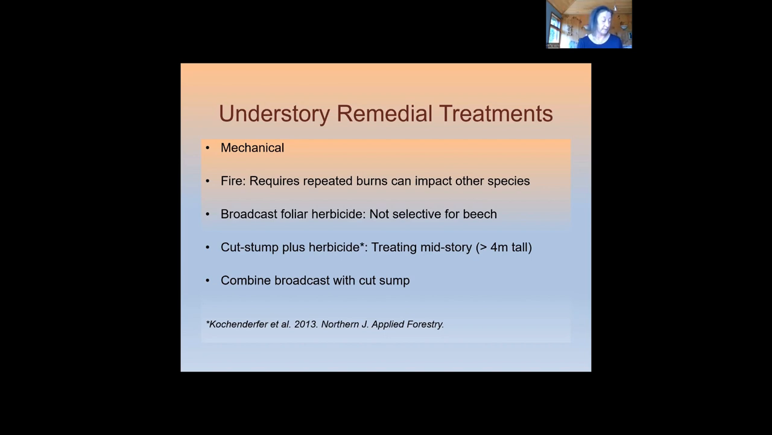So you cut the stump, and that's anything 2.5 centimeters and greater. The herbicide must get in the cambium, so immediate application right after you cut it is best. However, research has shown if it's moist enough, with high enough humidity, you can go up to 96 hours delay before you paint the stump. And then combining broadcast herbicide with cut stump treatments is the most typical way. I just wanted to point out a reference by Kochenderfer et al. in the Northern Journal of Applied Forestry. He did some really good research on the cut stump treatment, and in that paper, there are references to other studies about cut stump treatments.